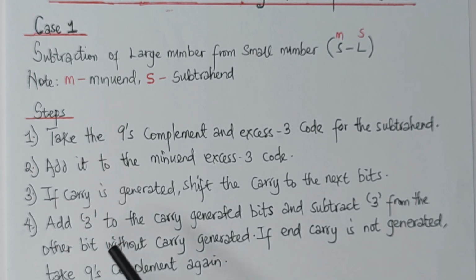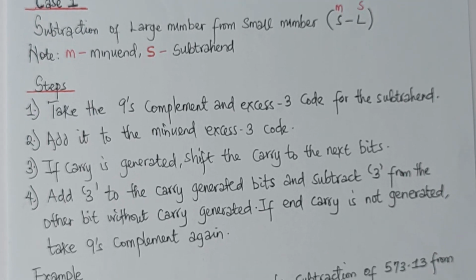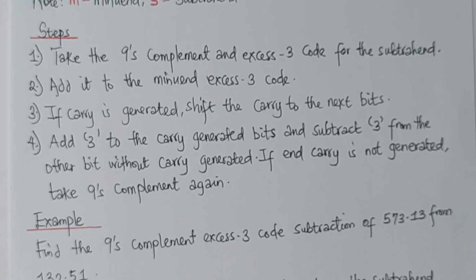Maybe you see this as complex, right? Don't worry, I'm going to digest that with an example. So let's proceed with an example. In this part, we are asked to find the 9's complement Excess-3 code subtraction of 573.13 from 132.51.